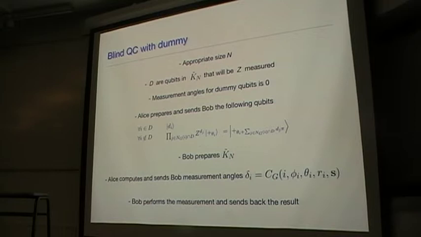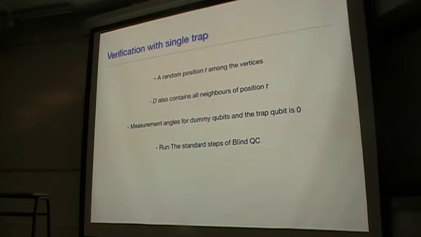So how do I take advantage of this to put in a trap? Let's remember our target: there is this big computation being done. Just to start, for simplicity, I want to put in a single trap somewhere. You need to listen to this precisely, so if you have one, our last question will be later. I want to make sure that there is a single trap somewhere there, that the trap position is completely unknown, and that its angle is also completely unknown. So pick a random position T among all your vertices, put all the neighbors of that in your dotted complete graph into your set D, which is prepared in 0-1, then set the measurement of the dummy qubits and the trap qubit to 0, and then run the normal blind QC protocol.